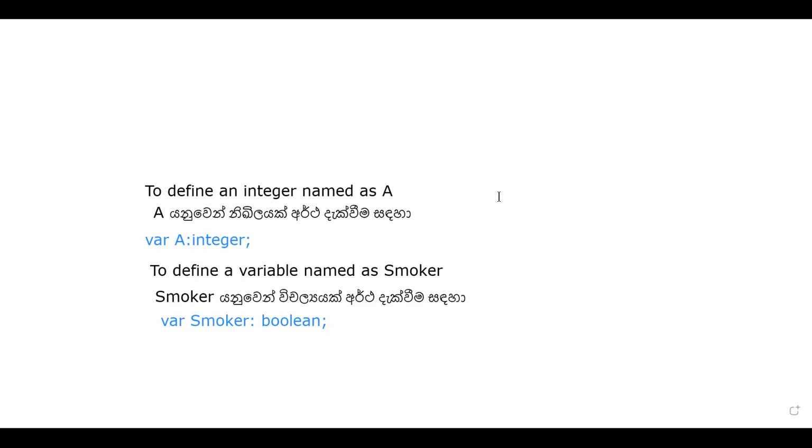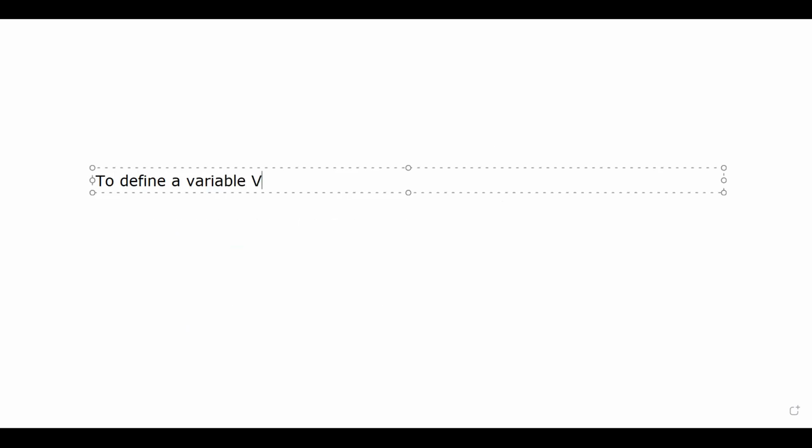So we better put it as Boolean. Okay, another one. Let's say I want to define a variable called volume, to hold the volume of an object.